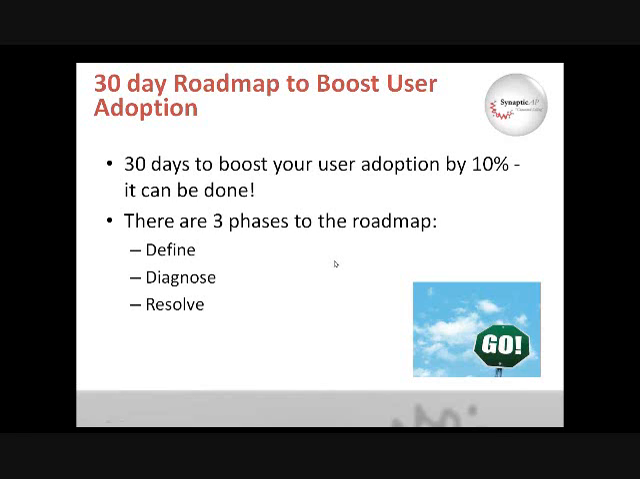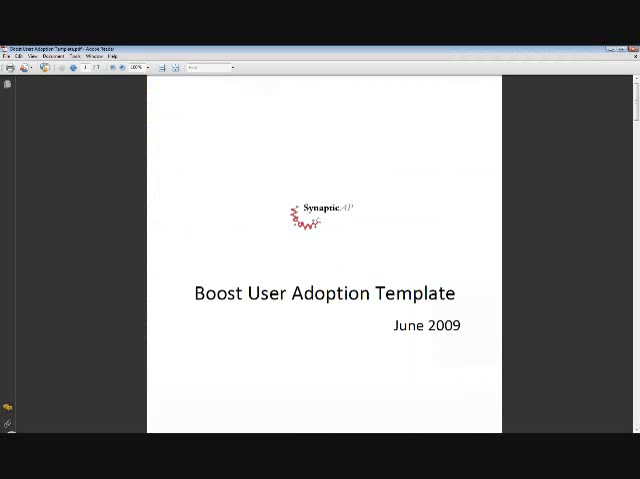All right. As Tom mentioned, we have a template that we put together that we're going to send out to all of you that really goes through 3 different phases that we've used with customers to help boost user adoption. The 3 phases are define, and then diagnose, and then resolve.